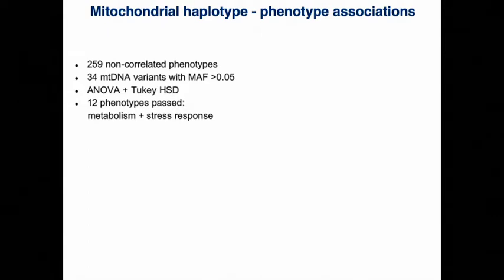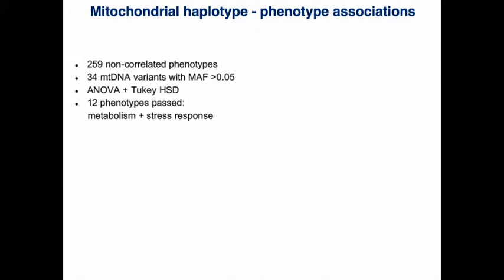We first looked simply for variation among the haplotypes and then did a pairwise Tukey test to see which haplotypes were significantly different in terms of overall phenotypes. Now, when you apply this particular procedure, 12 phenotypes passed, and most of them were related to metabolism and stress response, which of course could make sense given that we're dealing here with mitochondrial DNA variation, and we of course appreciate the role of the mitochondria in these particular biological processes.